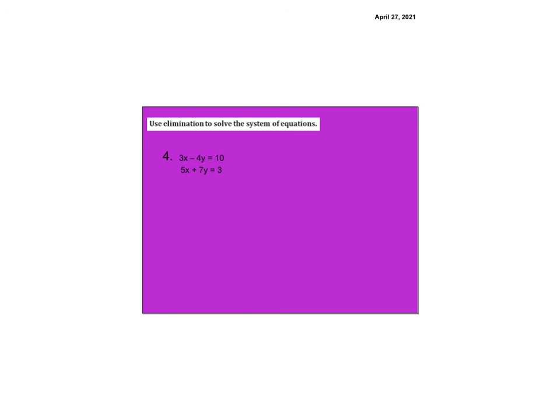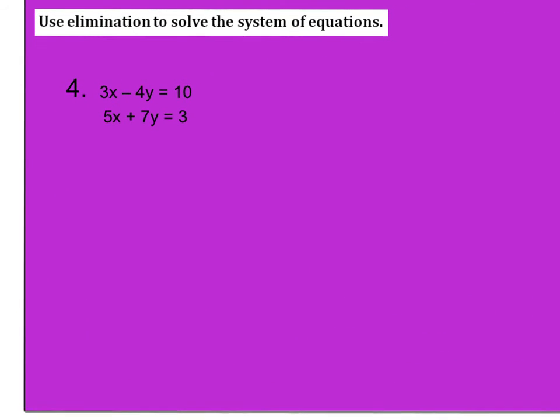Okay, so this one presents some issues. This one has some challenges. The 3x and the 5x, those certainly don't match up. Negative 4 and negative 7 don't match up. But if you notice, the negative 4 and positive 7, they already have opposite signs. So what I'm going to do is multiply everything by the other coefficient, by the other number in front.